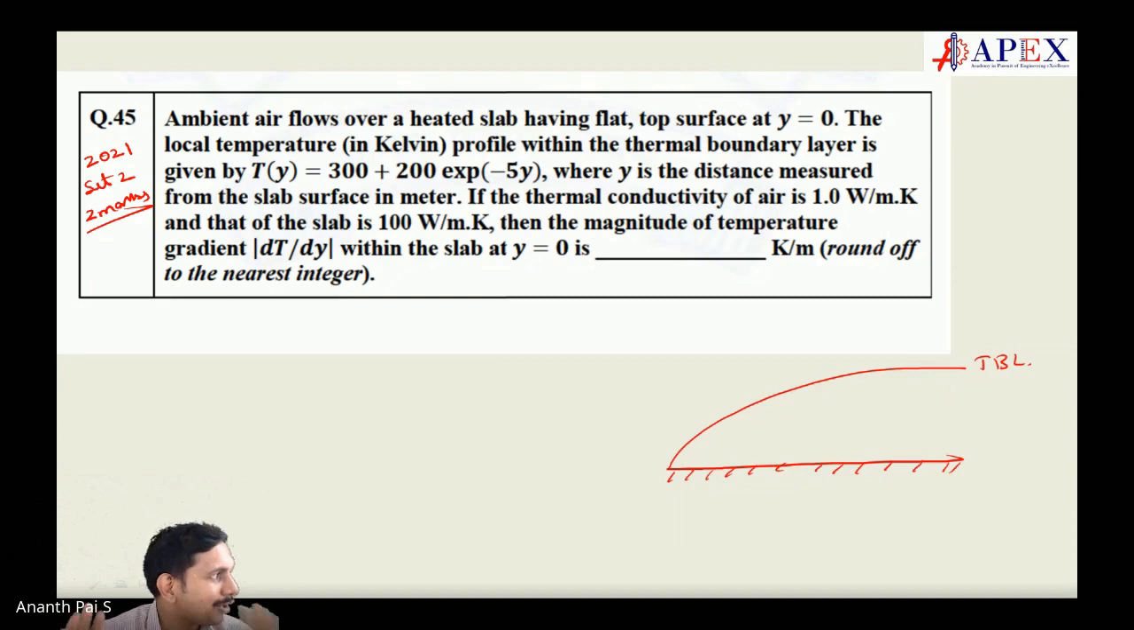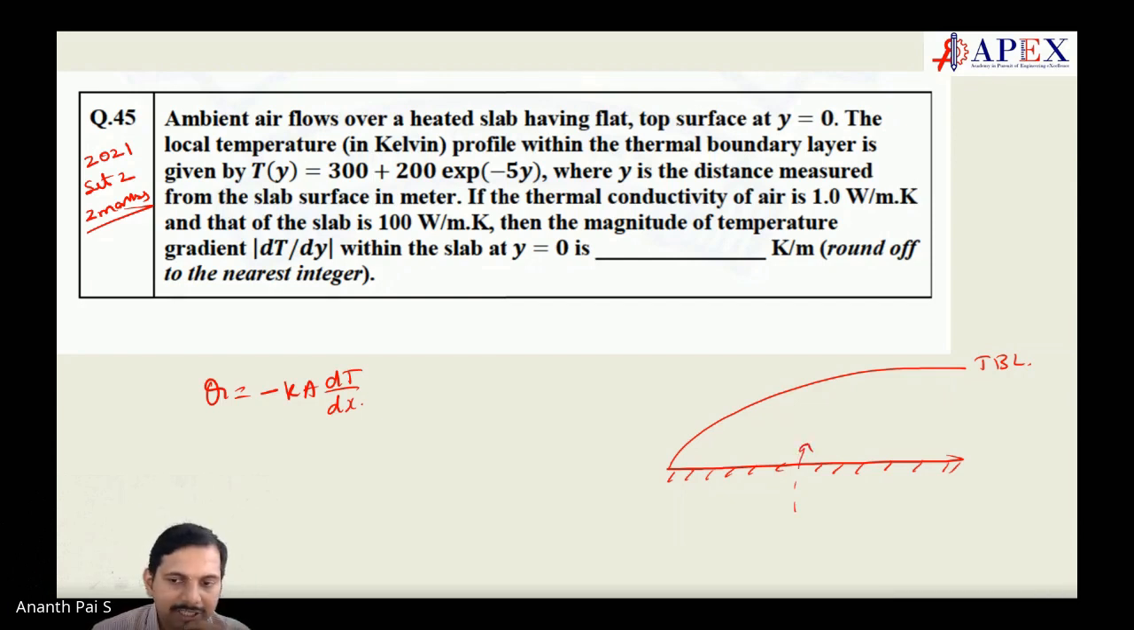The people who have not got the answer have not got the concept. Think. See the notes again. You'll get it. It's all based on Fourier law of heat conduction. What is Fourier law of heat conduction? Q is equal to minus Ka into dt by dx. That's it. And whatever heat is transferred from the slab goes to the air.